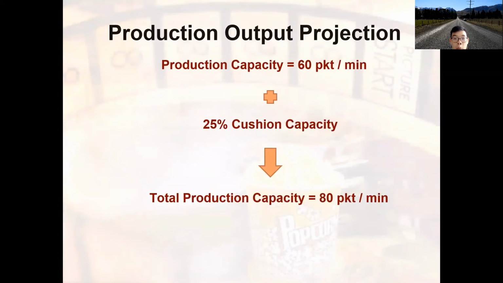For the production output projection, I have estimated a production capacity of 60 packets of popcorn produced in 1 minute. By setting the cushion capacity at at least 25%, the total production capacity is expected to be 80 packets per minute. So the current production will be at 60 packets per minute.